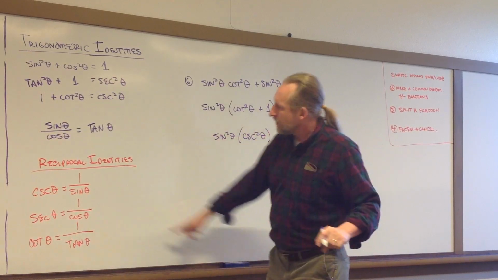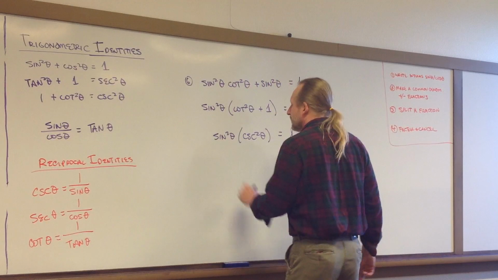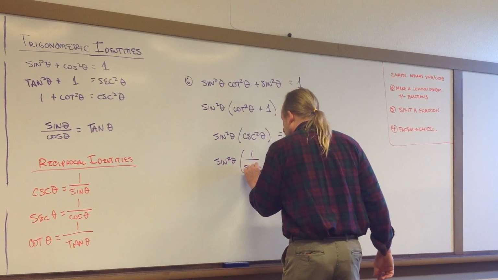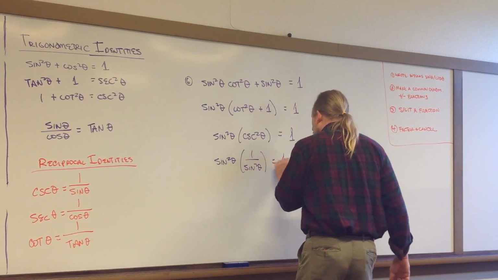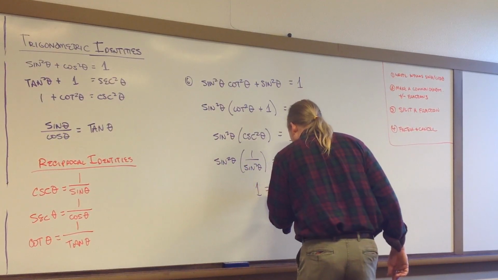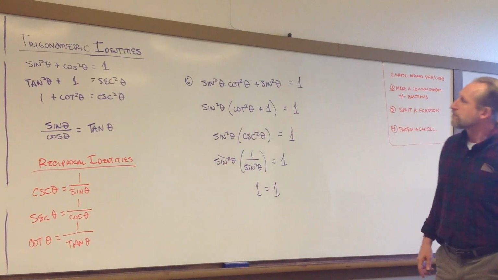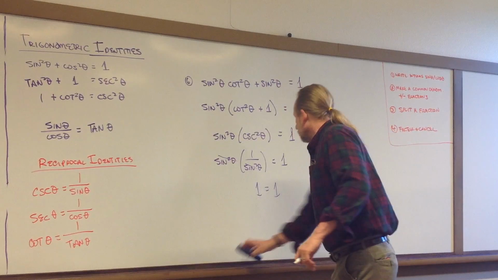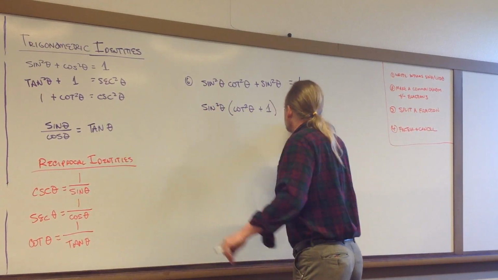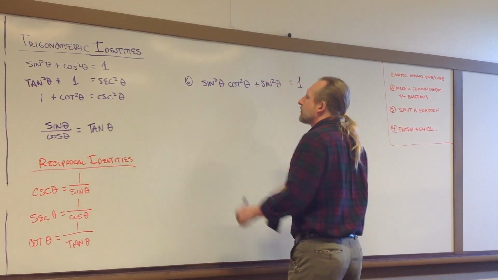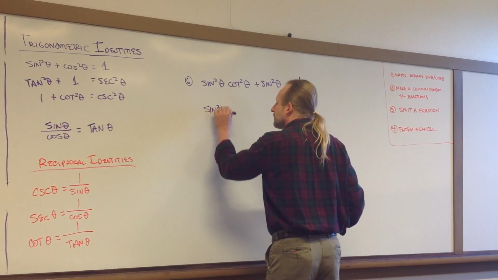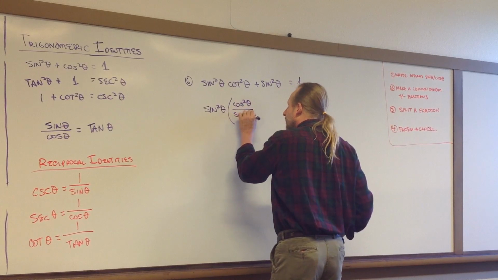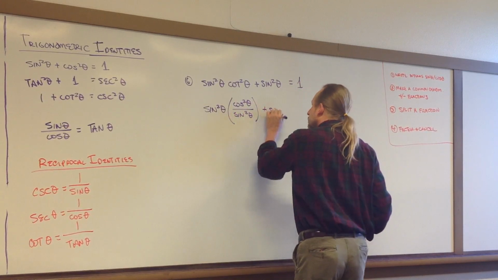And remember, the cosecant and the sine are reciprocals of each other. And so this is indeed equal to 1. And there we go. So there's one way to approach problem 6. You could also take this cotangent and rewrite it as cosine squared over sine squared.